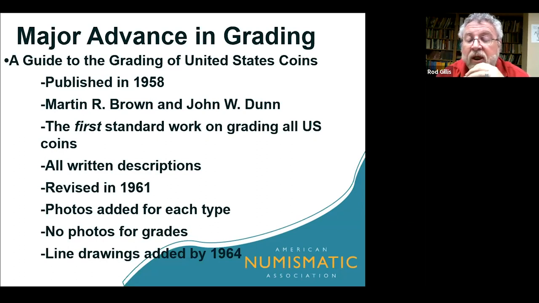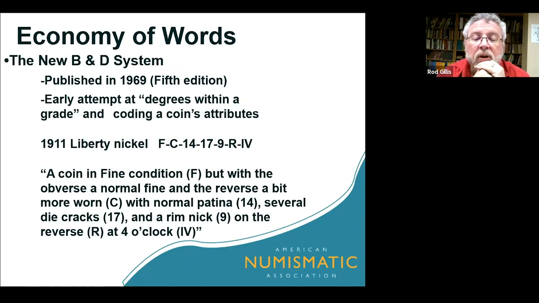Line drawings that again showed the difference in grades were added by 1964. The fifth edition in 1969 included an early attempt at degrees within a grade and coding a coin's attributes. And this is what they came up with. So for example, you could have a 1911 Liberty Nickel, and it would be graded FC14179R4. Can you imagine having a conversation with someone and using that grade?